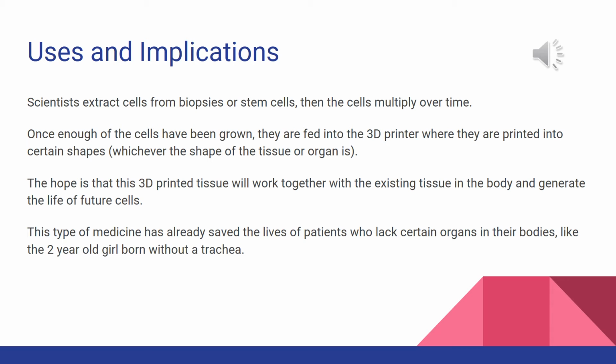And the hope is that this 3D printed tissue will work together with the existing tissue in the body and generate life for the future cells. And pretty much they hope that these organs will survive in the human body. And this type of medicine has already been saving lives of patients who lack certain organs in their bodies. For example, a 2-year-old girl from Illinois was born without a trachea. So these doctors 3D printed a windpipe to put in her body.